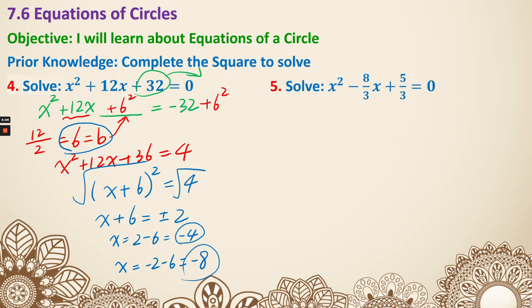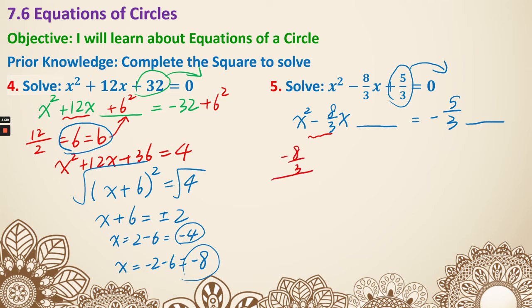Let's try another one, number 5. Let's do the same thing. First, move this number over to the other side. So we have x squared minus 8 over 3x, a blank, equals negative 5 over 3. And if you want to make sure you balance both sides, you can also do another blank right there. Next, we're going to find our b. We take the middle number, so negative 8 over 3 divided by 2. That's going to be negative 8 over 6, which is negative 4 over 3. You can just type it in your calculator to get that.